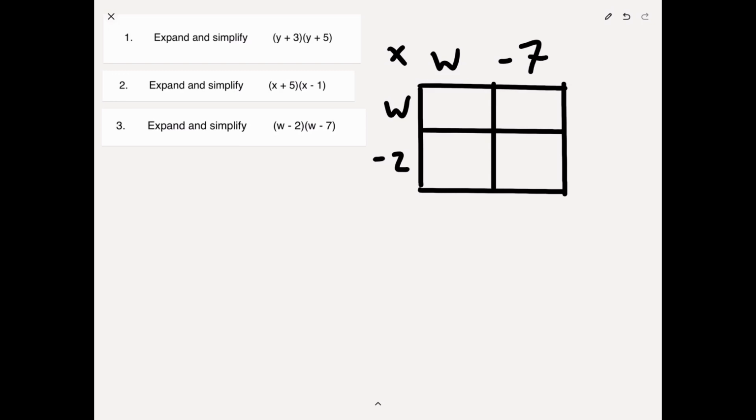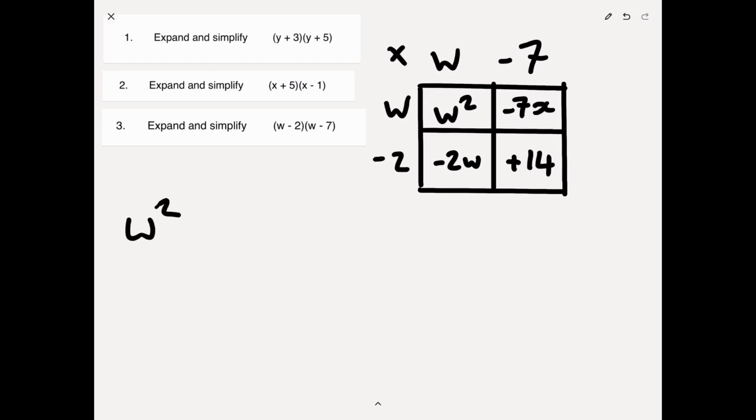Now, w times w, w squared. W times negative 2, well that's minus 2w, negative 2w. W times minus 7, minus 7w. And lastly in this bottom right hand box, minus 2 times minus 7, two negatives multiplied make a positive, we get plus 14. That's the expand part taken care of. Let's simplify it now then.